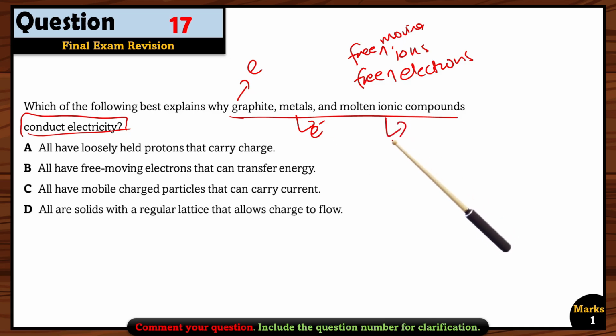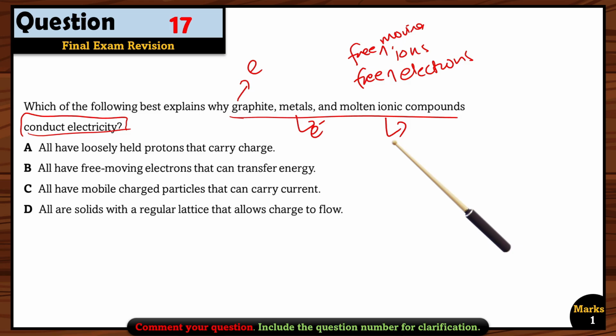Ionic compounds have ions in them. There are no free electrons, they just have ions. So ions are responsible for the electrical conductivity in ionic compounds. That's why ionic compounds are very bad conductors of electricity when they are in solid form. Why? Because in solid form, the ions are not free.